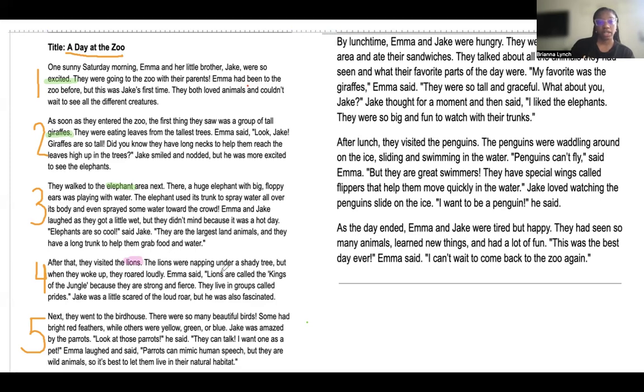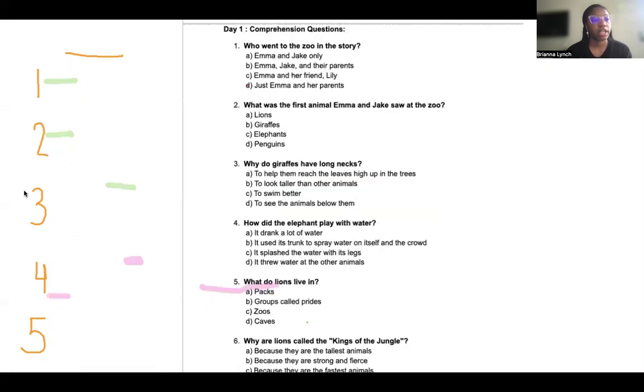So the lions were napping under a shady tree, but when they woke up, they roared loudly. Emma said lions are called the kings of the jungle because they're strong and fierce. They live in groups called prides. This is exactly what we needed. That's the answer. So let's go back, click on our mouse, and we're going to go back over here.